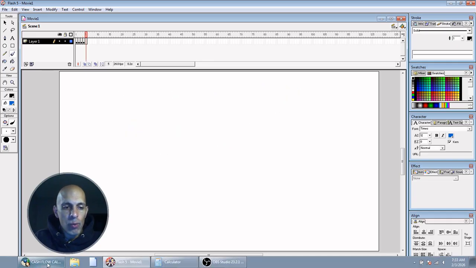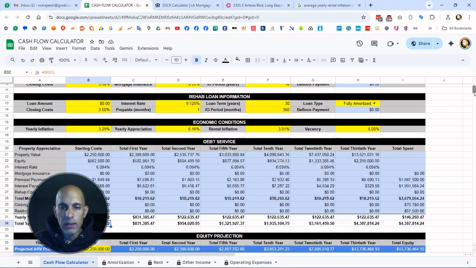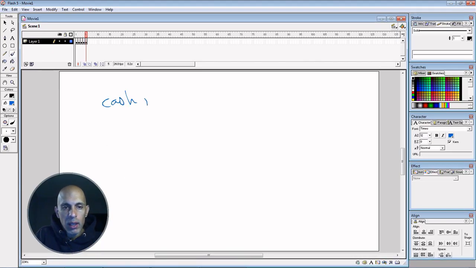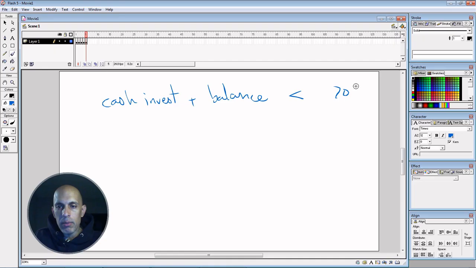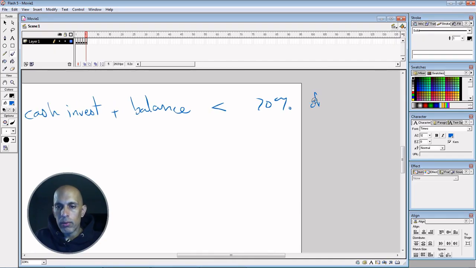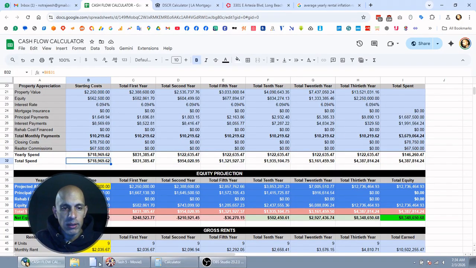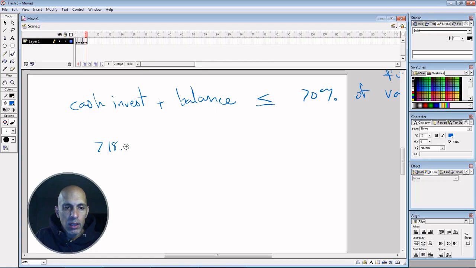Okay, so we've got to figure out when your total spend, your total cash investment, plus the balance of the loan, so cash investment plus balance of loan, is less than or equal to 70% of value, let's say future value. So the way to do this is to look at your cash invested, 718,969.62, plus the balance.